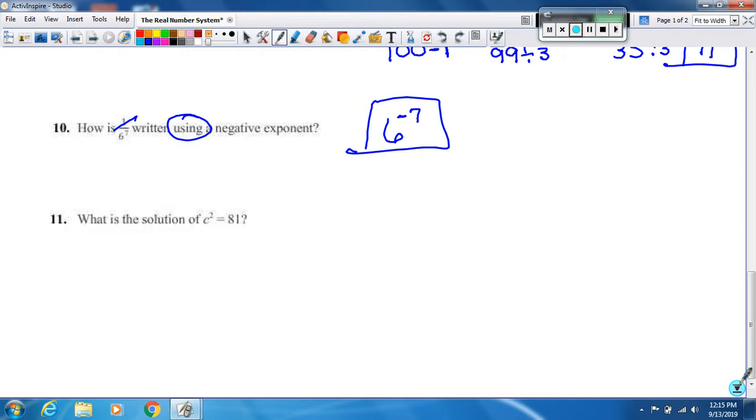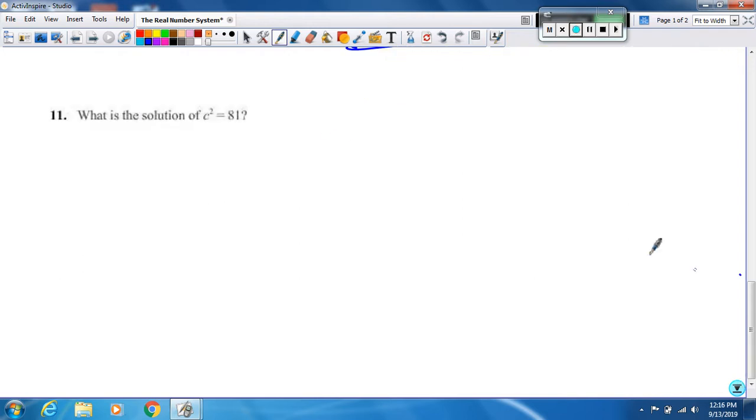What is the solution of c squared equals 81? Well, it's probably easiest just to make a list of squares until you find it. So c equals 1 squared. 1 times 1 is 1. 2 times 2 is 4. 3 times 3 is 9.